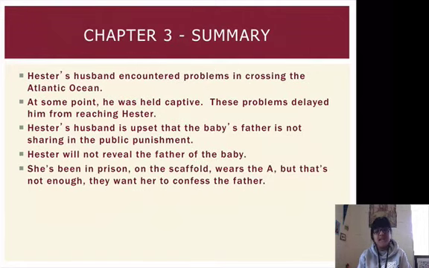What we uncover in this chapter is that Hester's husband encountered problems crossing the Atlantic to get to the New World. At some point he was held captive, and he had these problems that delayed him from reaching Hester. You'll find out that Hester's husband is upset that the baby's father is not sharing in the public punishment. Hester's not going to reveal the father of the baby, so we know that she's been in prison, on the scaffold, wears the A. But that's not enough. The people of the town want her to confess the father, but she won't.